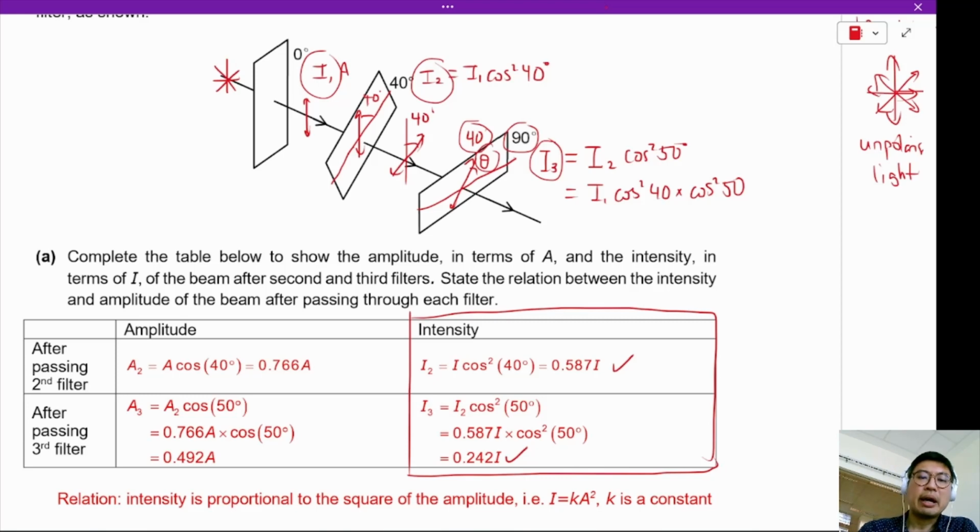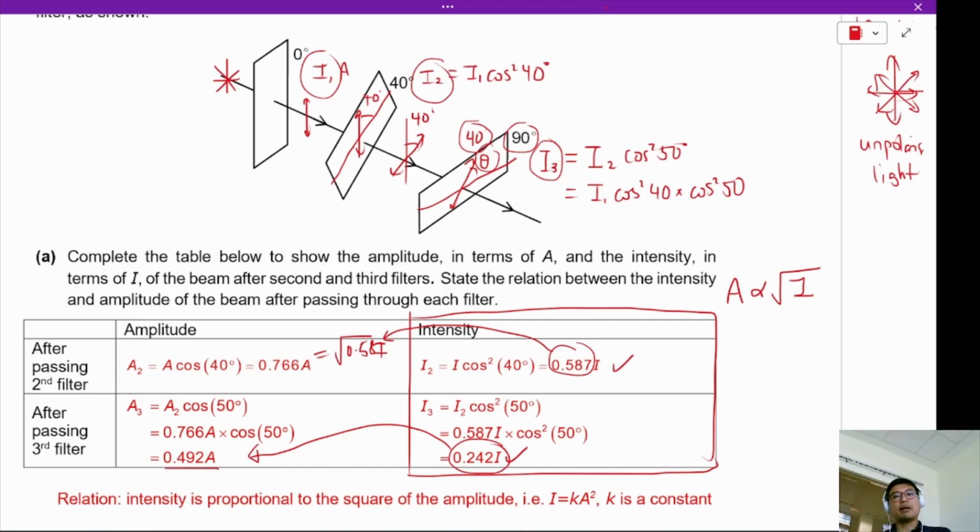Now, how do we get amplitude from intensity? Remember that amplitude is proportional to the square root of intensity. So we take 0.587I and square root it. The square root of 0.587 equals 0.766. Then over here, 0.242, we square root it and we get 0.492. So this is how the amplitudes decrease.